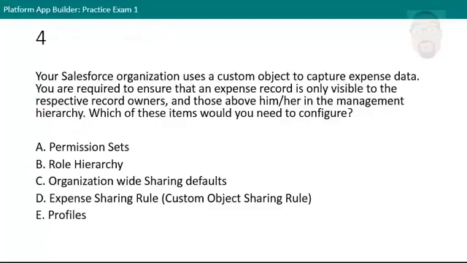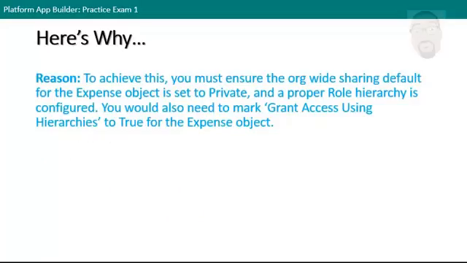Your Salesforce organization uses a custom object to capture expense data. You are required to ensure that an expense record is only visible to the respective record owners, and those above him/her in the management hierarchy. Which of these items would you need to configure? Role hierarchy, and organization-wide sharing defaults. To achieve this, you must ensure the org-wide sharing default for the expense object is set to private, and a proper role hierarchy is configured. You would also need to mark grant access using hierarchies to true for the expense object.